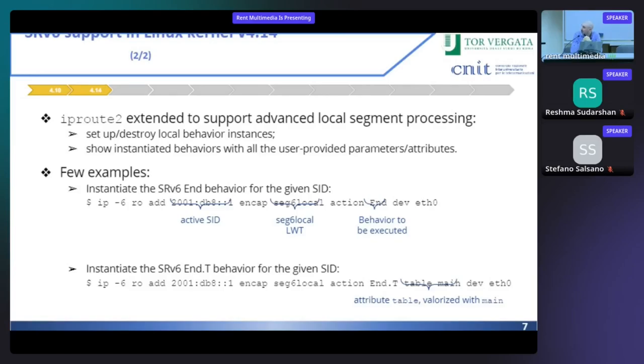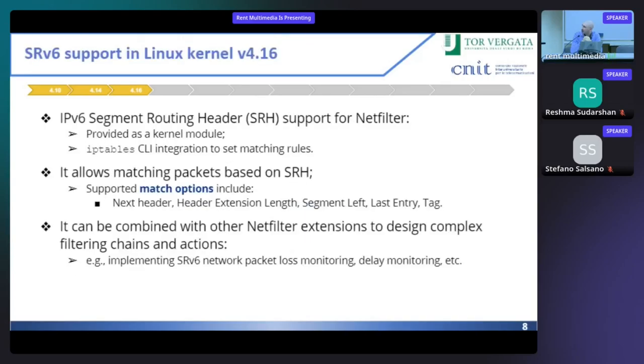In kernel version 4.16, Netfilter supports SRH. It means that we can have matching on a specific part of the SRH, for instance, on the next header, on the extension header, on the segments left. And this is quite interesting because in Netfilter, we can bind several extensions to build up very complex filter chains and do some interesting actions. For instance, we can implement networking packet loss monitoring, delay monitoring, and so on.